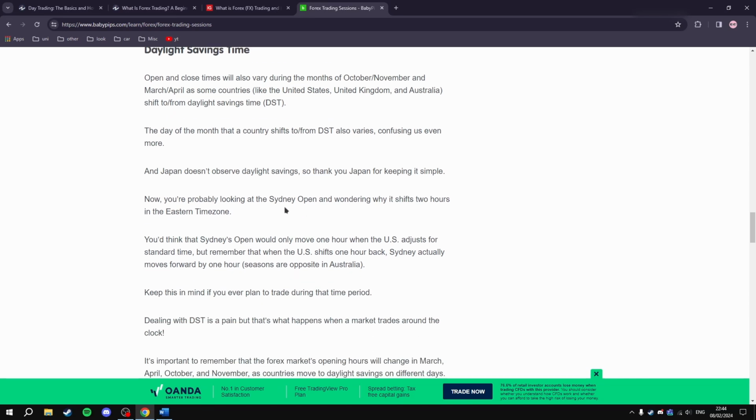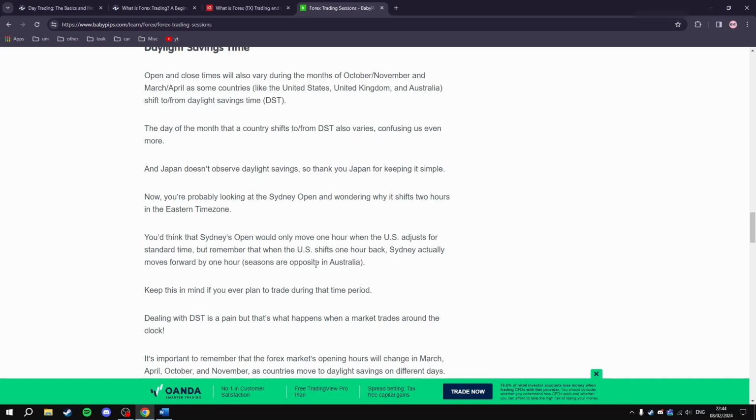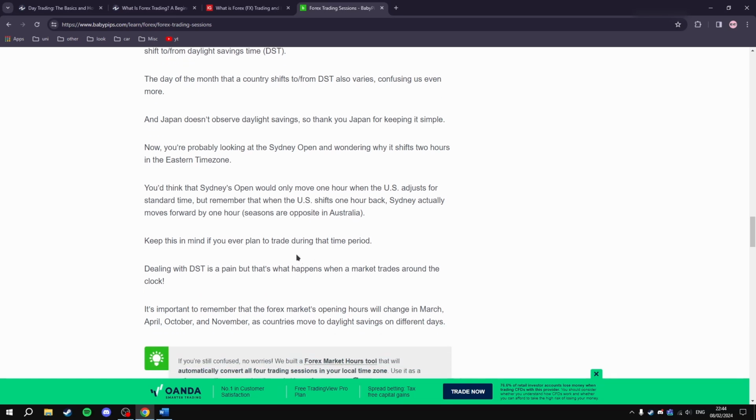Now you're probably looking at the Sydney Open and wondering why it shifts 2 hours in the Eastern time zone. You would think that the Sydney Open would only move 1 hour when the US adjusts for standard time, but remember that when the US shifts 1 hour back, Sydney actually moves forward by an hour. Seasons are opposite in Australia. Keep this in mind if you ever plan to trade during that time period. Dealing with the daylight saving times is a pain, but that's what happens when the market trades around the clock.